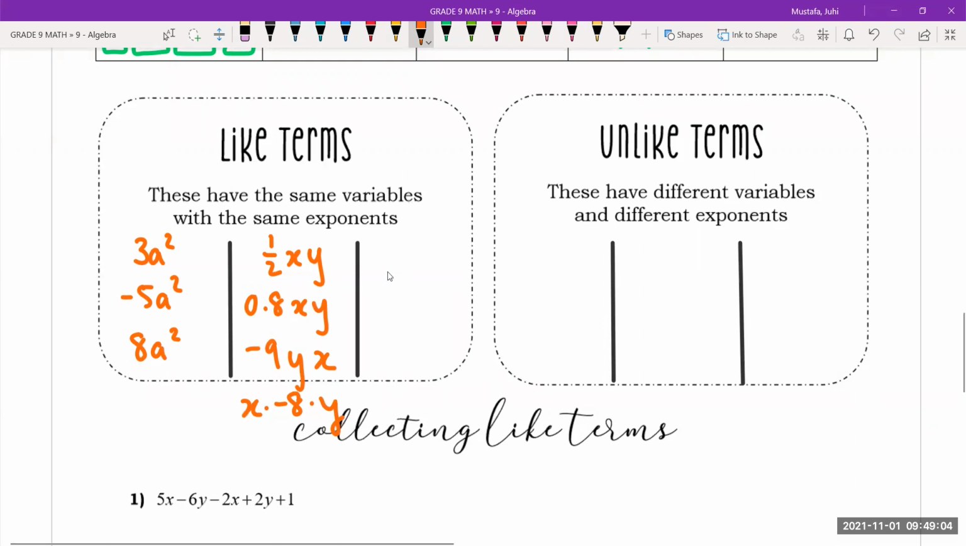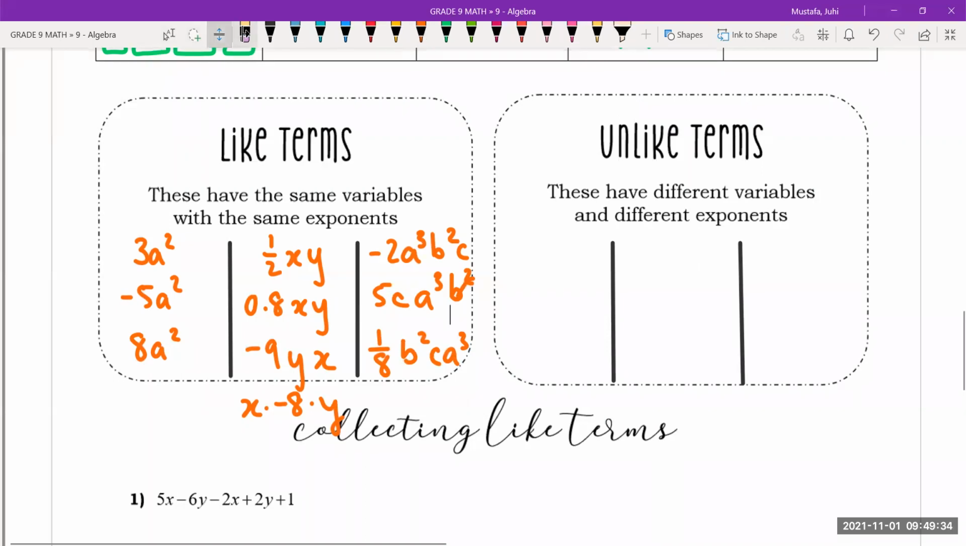Okay, I'm going to show you one that seems super confusing. -2a cubed b squared c, and then 5c a cubed b squared, and then 1/8 b squared c a cubed. Are these all like terms? And if so, tell me how you know.